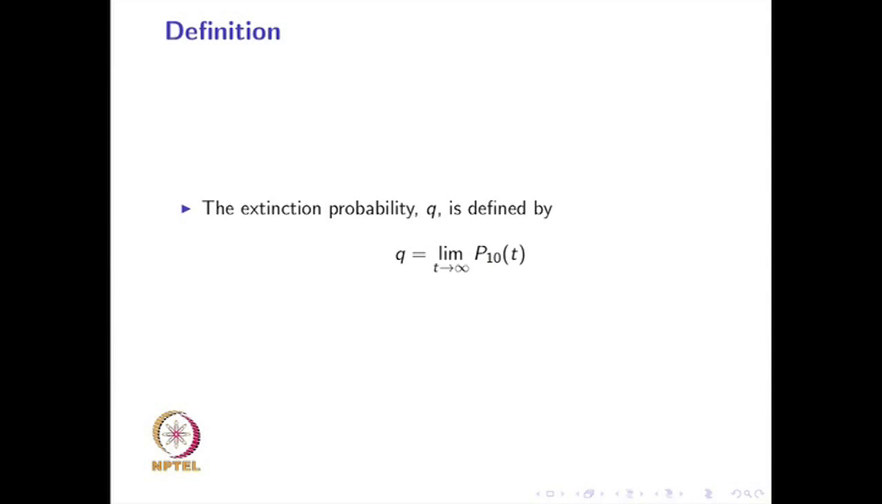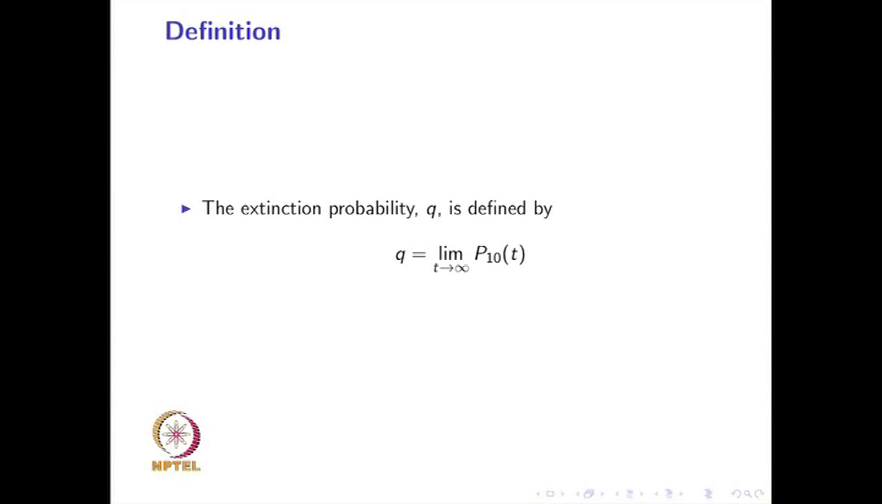We discussed the probability of extinction, which is defined by q, that is nothing but the limit as t tends to infinity of P_{1,0}(t). This is called the probability of extinction, denoted by the letter q.